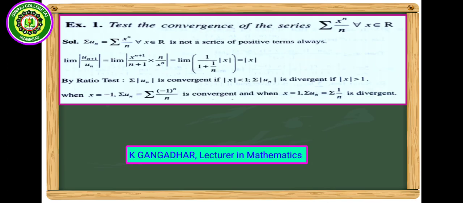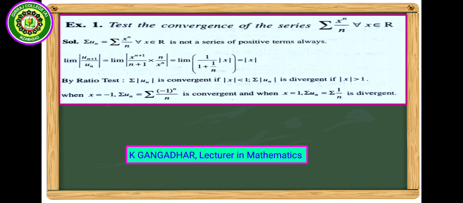So now one problem. Test the convergence of the series sigma x^n by n. So here u_n equal to x^n by n. Here we apply either nth root test or ratio test. So by ratio test, u_n value 1 by n. So u_(n+1) by u_n equal to x to the power n by n. So we find the limit of u_(n+1) by u_n. That limit value we get x, say mod x.